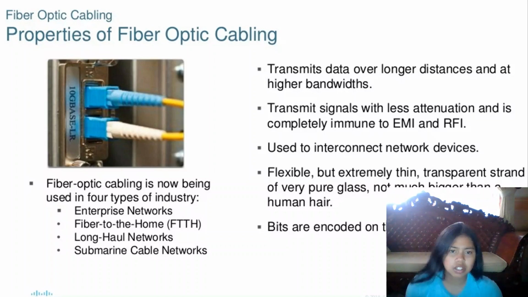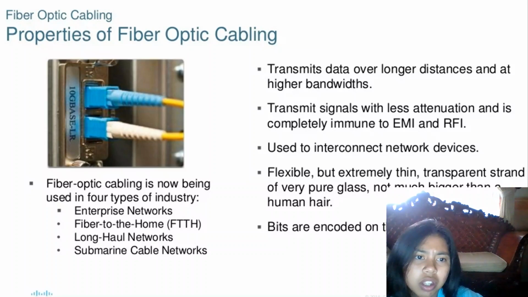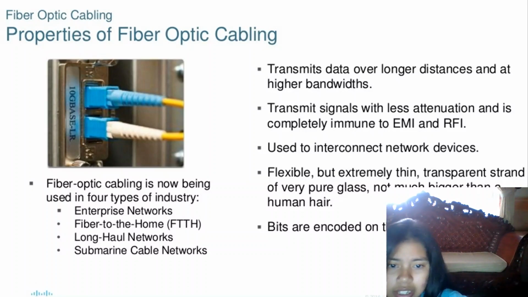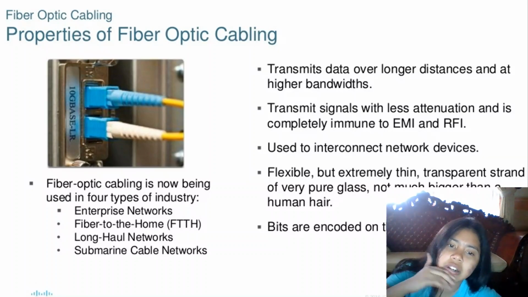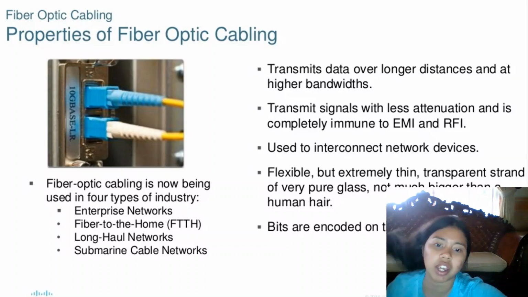It transmits signals with less attenuation and is completely immune to EMI and RFI. It is used to interconnect network devices. It is a flexible but extremely thin, transparent strand of very pure glass, not much bigger than a human hair.